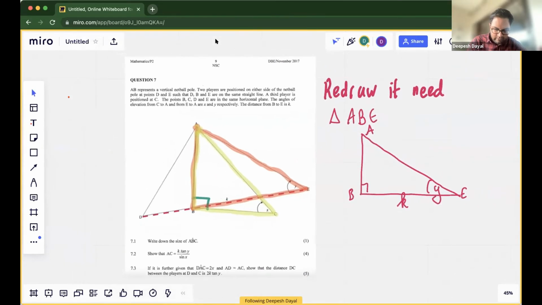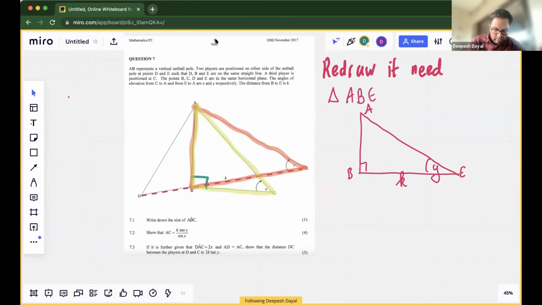So you look for your SOHCAHTOA. Yes. Which then I noticed that SOHCAHTOA is opposite over adjacent. So this is the opposite. This is the hypotenuse, right? Yes. And this one is the adjacent, right? Yes.